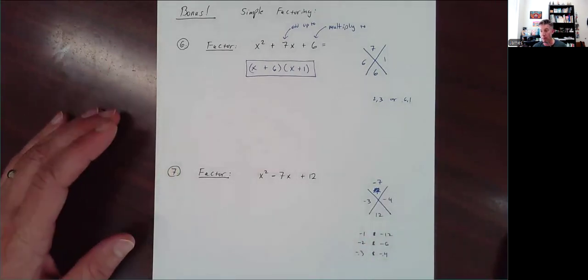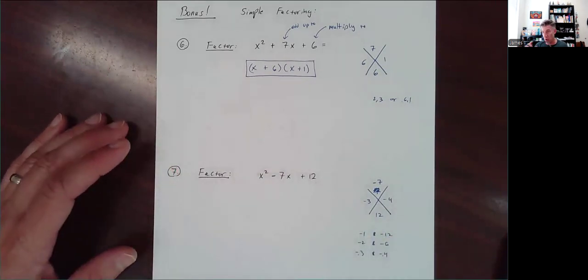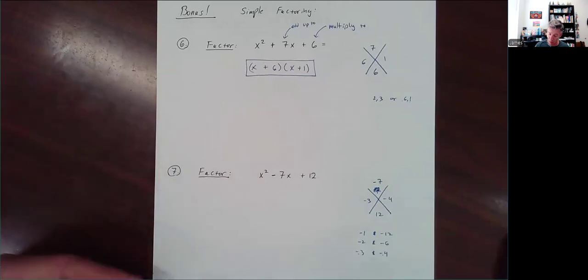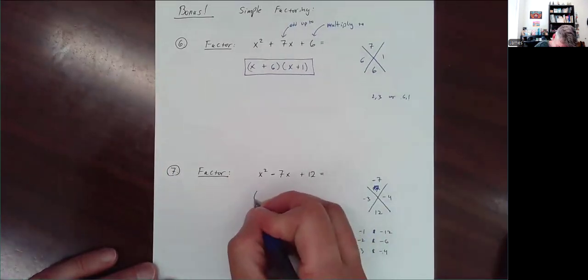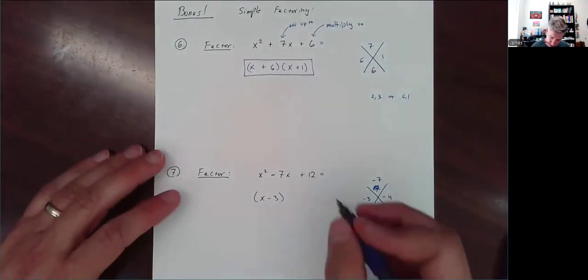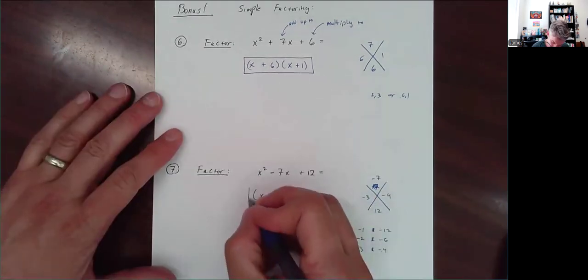Knowing all the possible things that multiply to 12 makes it easy to figure out which two could add up to the right thing here. So this is going to factor as x minus 3, or you could say x plus -3, but x minus 3 is equally correct, times x minus 4. That's it. End of the story.